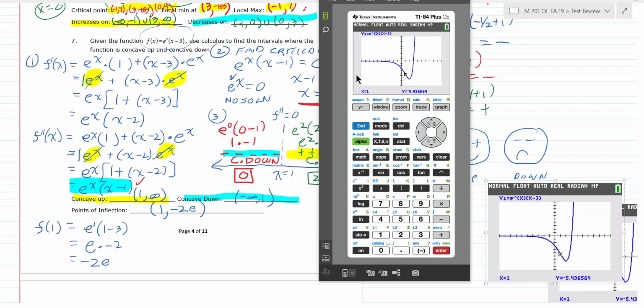Now let's see if that's the same thing as the 2e that we got. Okay, so I've got that. Now I'm just going to do the negative 2e that I got and see if that matches that number, and it does.